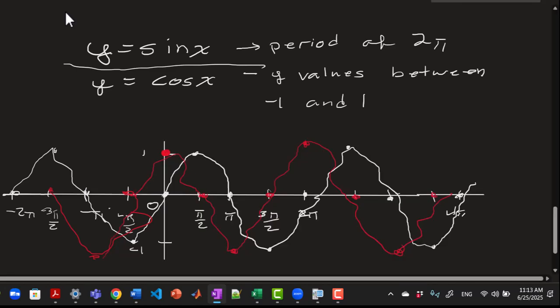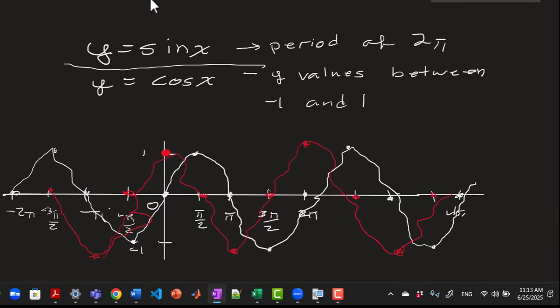But there it is. So that's sine and cosine, and that's going to be the end of this recording.